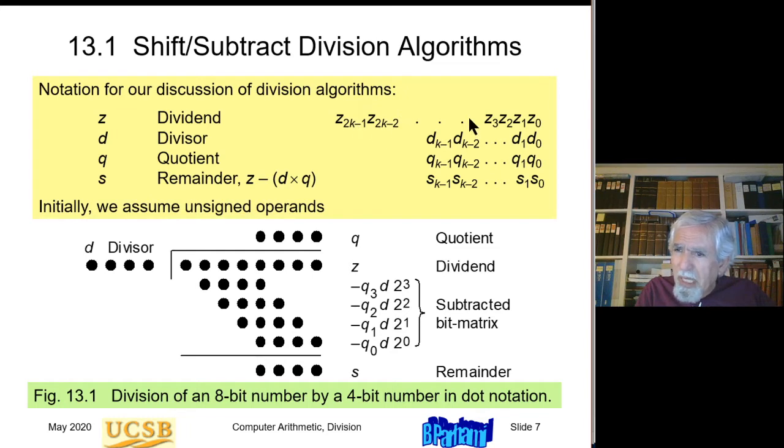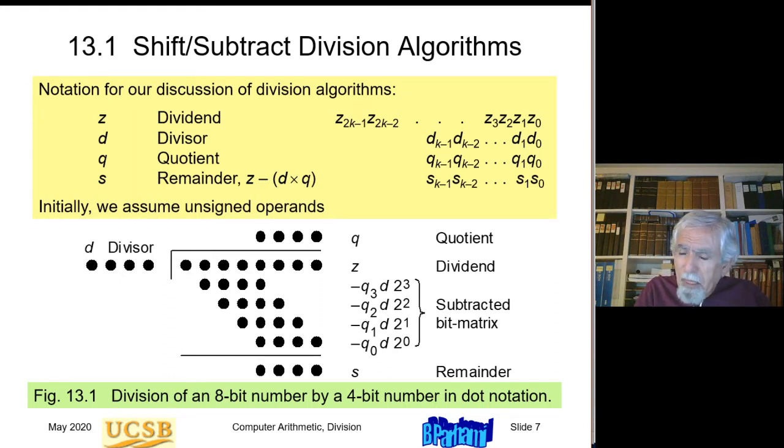So z is a 2k-bit number. d is a k-bit number. The quotient q is a k-bit number. And the remainder s is a k-bit number. So here we multiply a k-bit number by a k-bit number, we get a 2k-bit number. z itself is a 2k-bit number. We do subtraction, and because these two are fairly close to each other, the result will be representable in k bits. Each of these is 2k bits wide, but their difference is a k-bit number, which is the remainder.